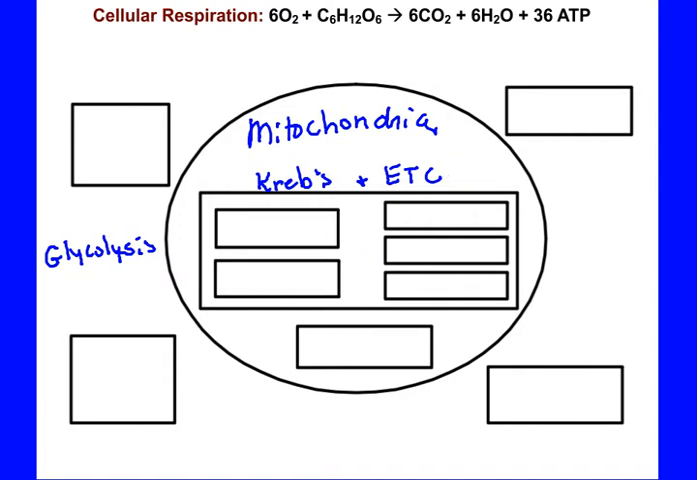All right, so I'm going to change my pen color. I'm going to use red for this. So the first thing that's going to happen is we're going to eat some food. So let's go ahead and put our C6H12O6. Okay, and again, that's glucose, which we get from our food.